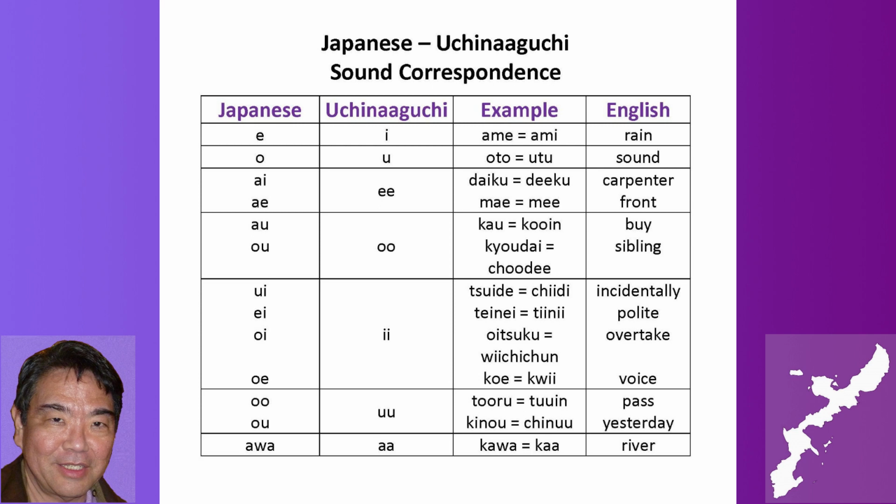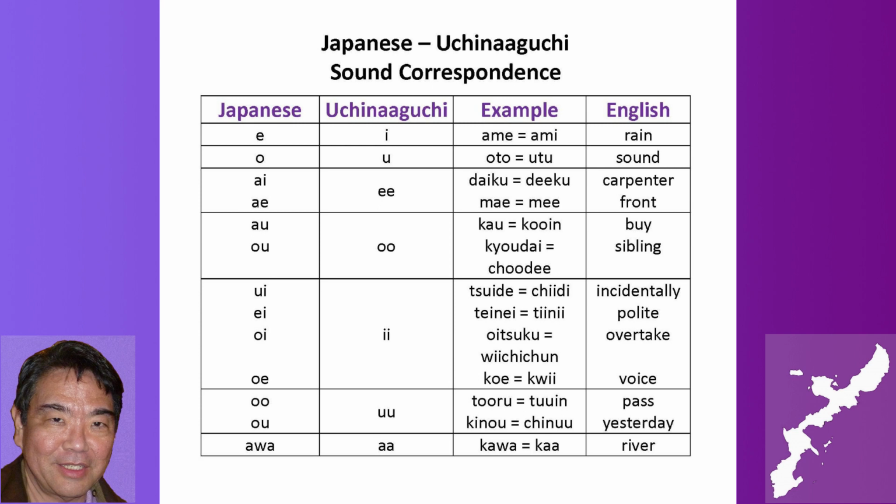Japanese ui, e, oi, oe correspond to the Uchinaguchi i. An example is the word incident, which is tsuide in Japanese, is chidi in Uchinaguchi. The word polite, which is teine in Japanese, is tini in Uchinaguchi. The word overtake, which is oitsuku in Japanese, is wichichun in Uchinaguchi. The word voice, which is koe in Japanese, is kui in Uchinaguchi.